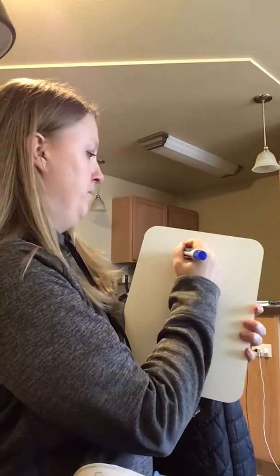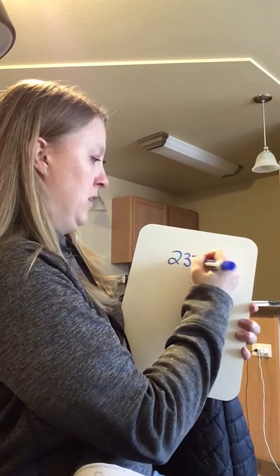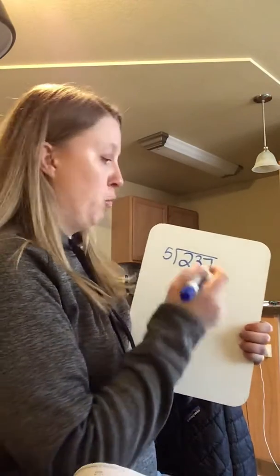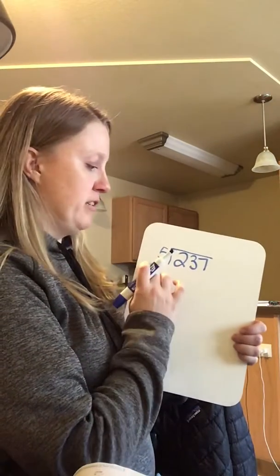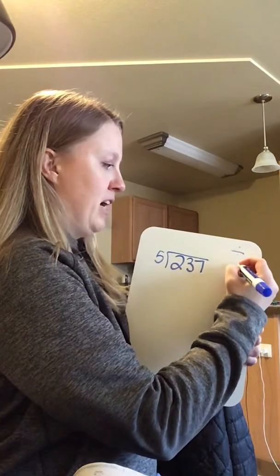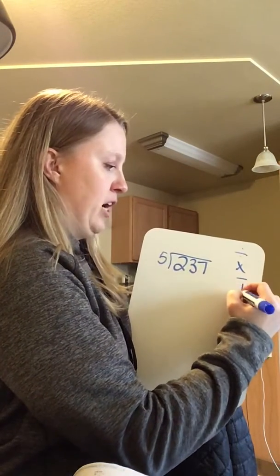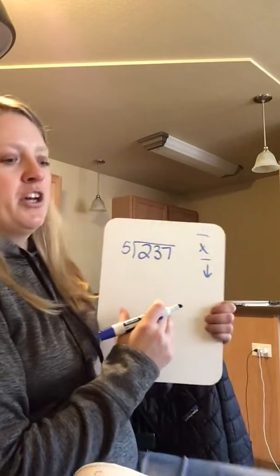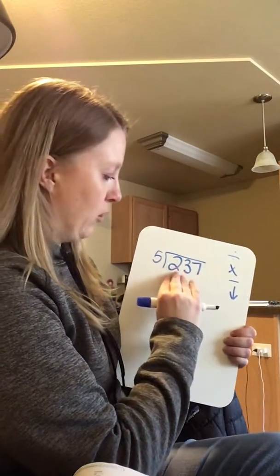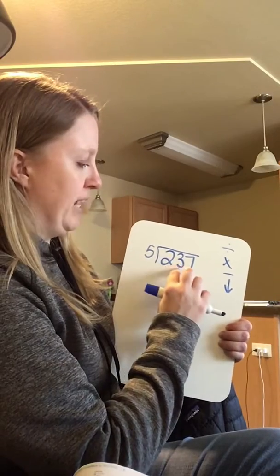So let's say I have 237, and I'm going to divide it by 5, okay? We've been doing 3 digits divided by 1 digit. It's still the same cycle of steps: divide, multiply, subtract, bring down. So start it the exact same way. We're not looking at the whole number. We're just looking at digit by digit.